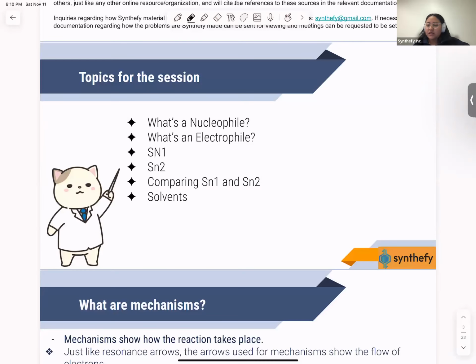The topics for this session include what is a nucleophile, what is an electrophile, SN1, SN2, and then comparing SN1 and SN2 reactions, and finally, looking at how solvents affect the reactions that are occurring.